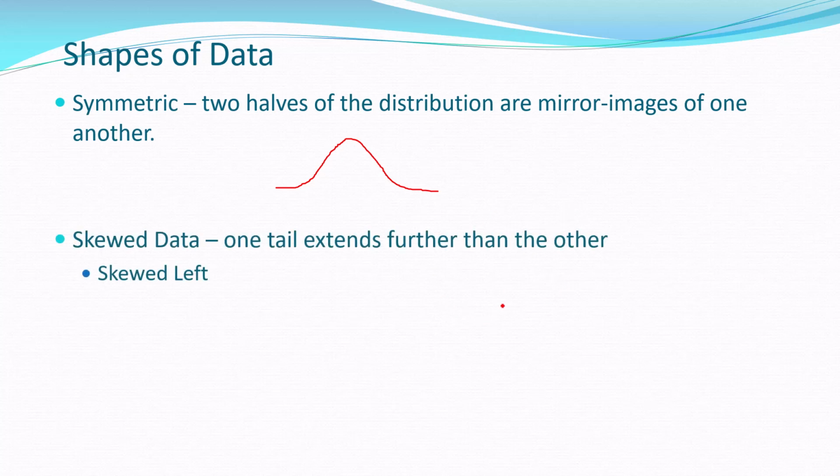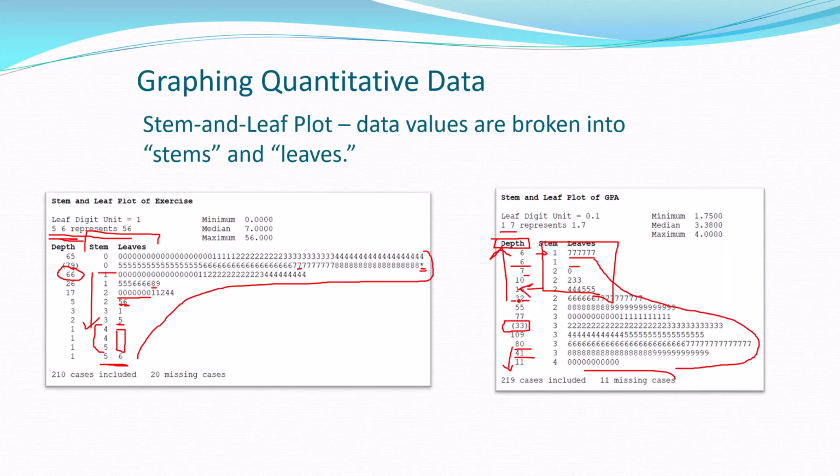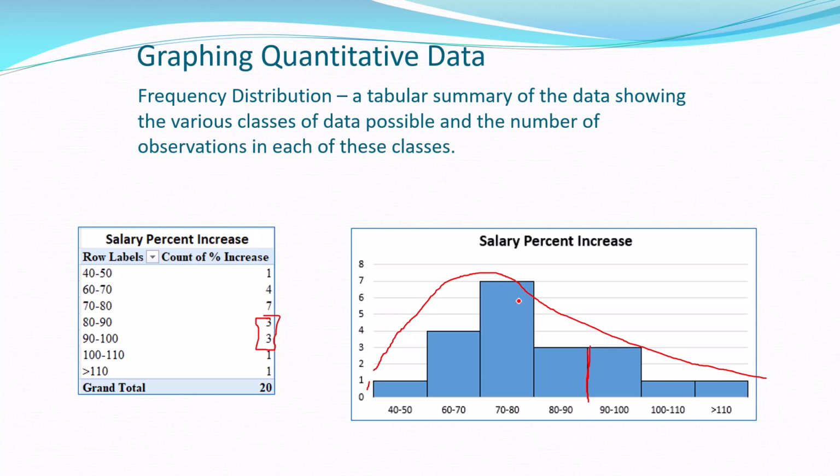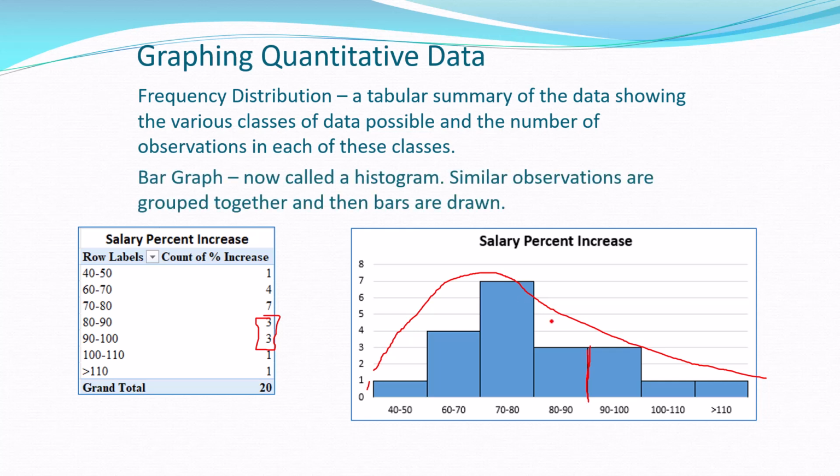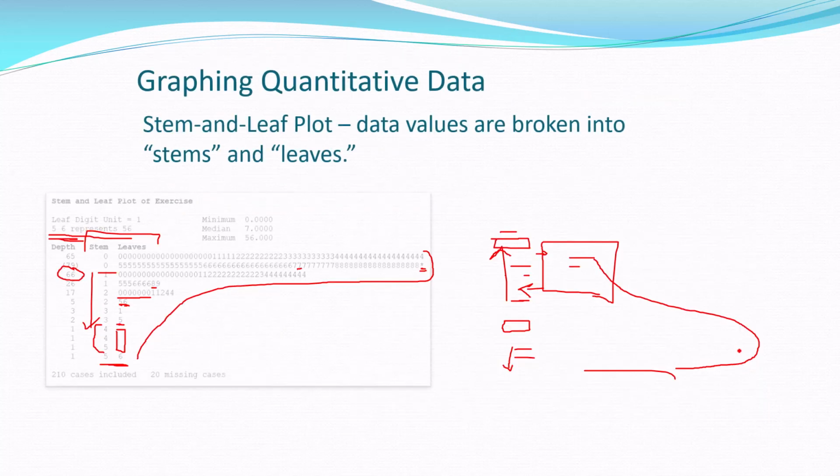In skewed distributions, one of the tails is going to extend further than the other. Think about what did we just say? Let's go back here. Let's look at this one. When you say the salary percent increase, that's not symmetric. That's a little bit skewed to the right, right? The right-hand tail extends further. Let's take a look here.